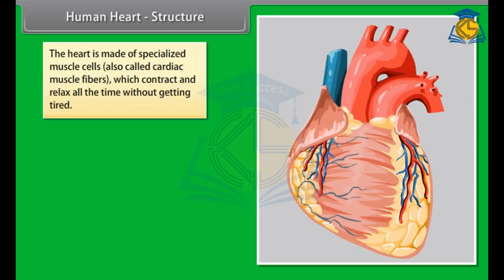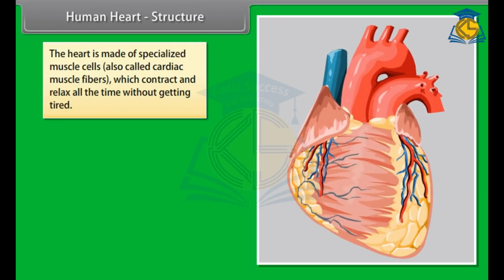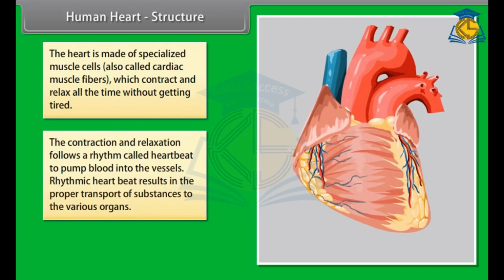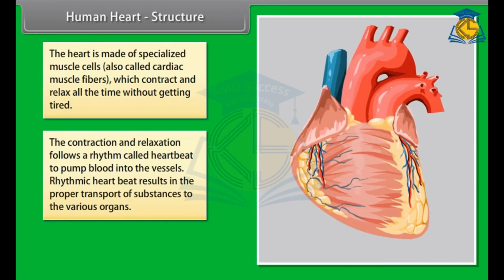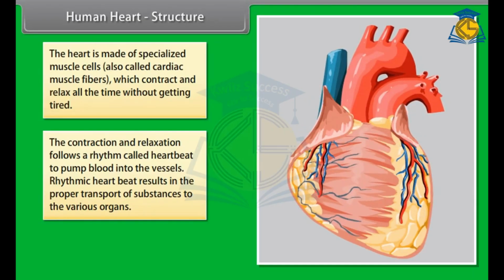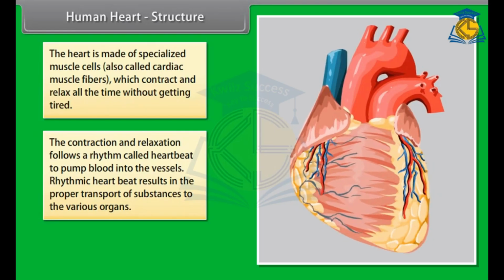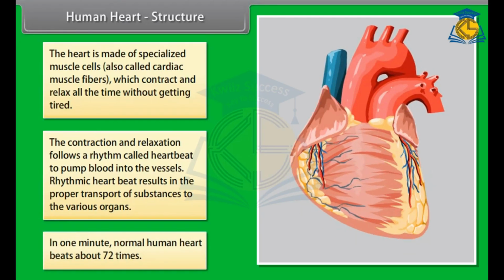cardiac muscle fibers, which contract and relax all the time without getting tired. The contraction and relaxation follow a rhythm called heartbeat to pump blood into the vessels. Rhythmic heartbeat results in the proper transport of substances to the various organs. In 1 minute, a normal human heart beats about 72 times.